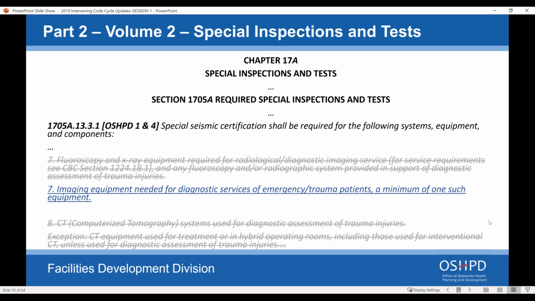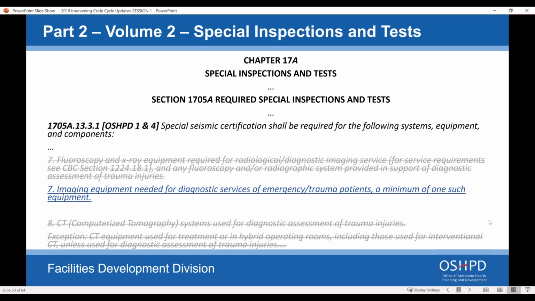Which is required for emergency treatment of trauma patients, shall be special seismic certified. So those are equipment that needs to be tested on a shake table test. And they said, but we want to limit the number of those that are required. So if, for example, you are a trauma facility and you need a number of these equipment, then you need to certify all of those.